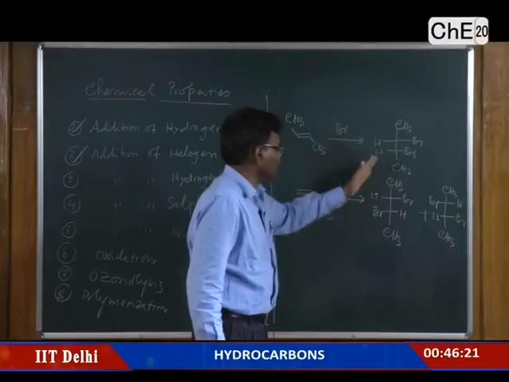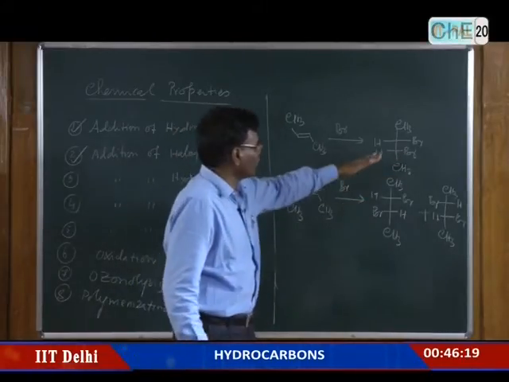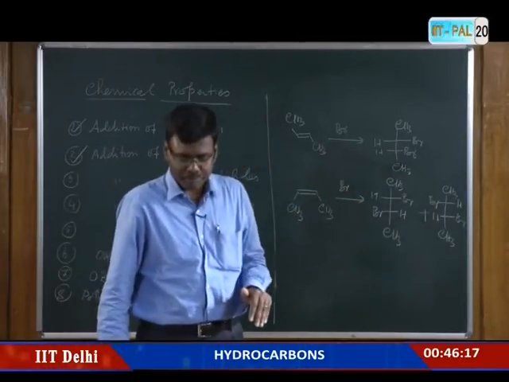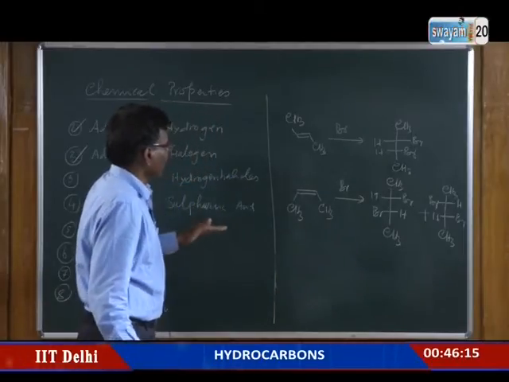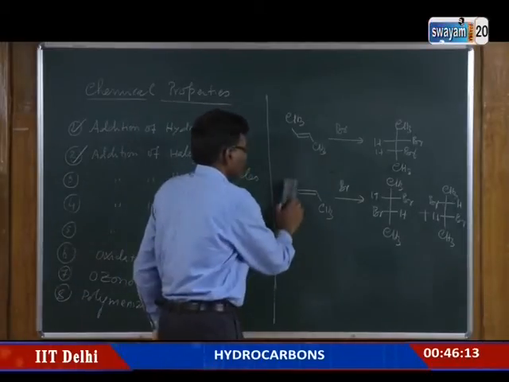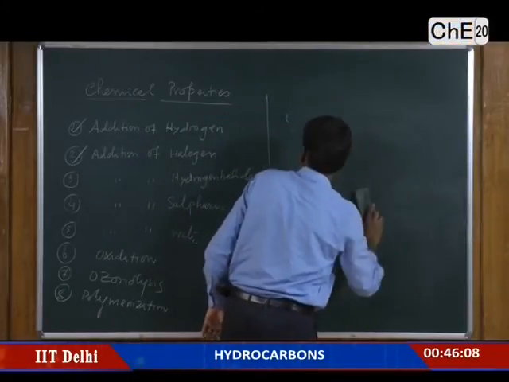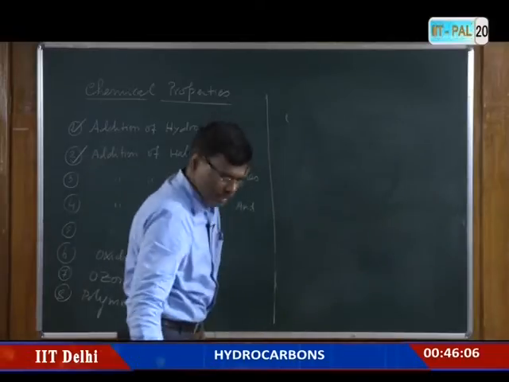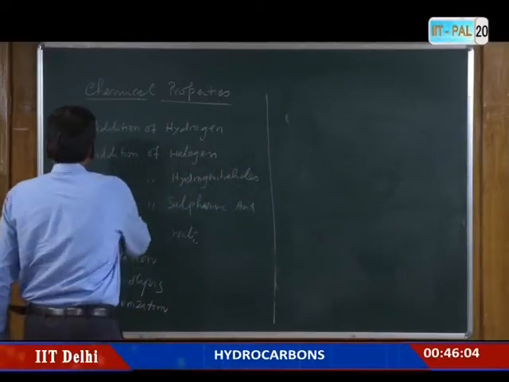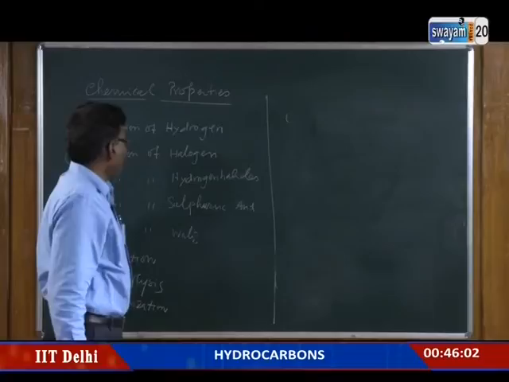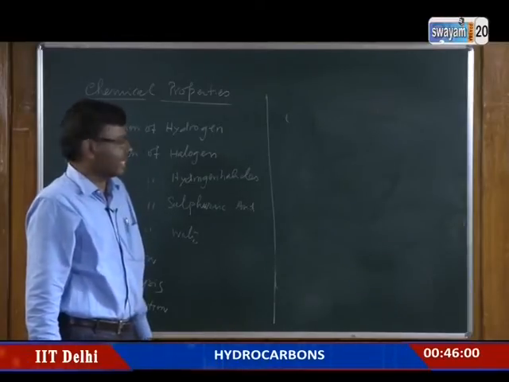Of course, in this case, you will get a compound which has planar symmetry, and it is a meso compound. We will study in detail in the higher class. The next reaction is addition of hydrogen halides to alkenes.